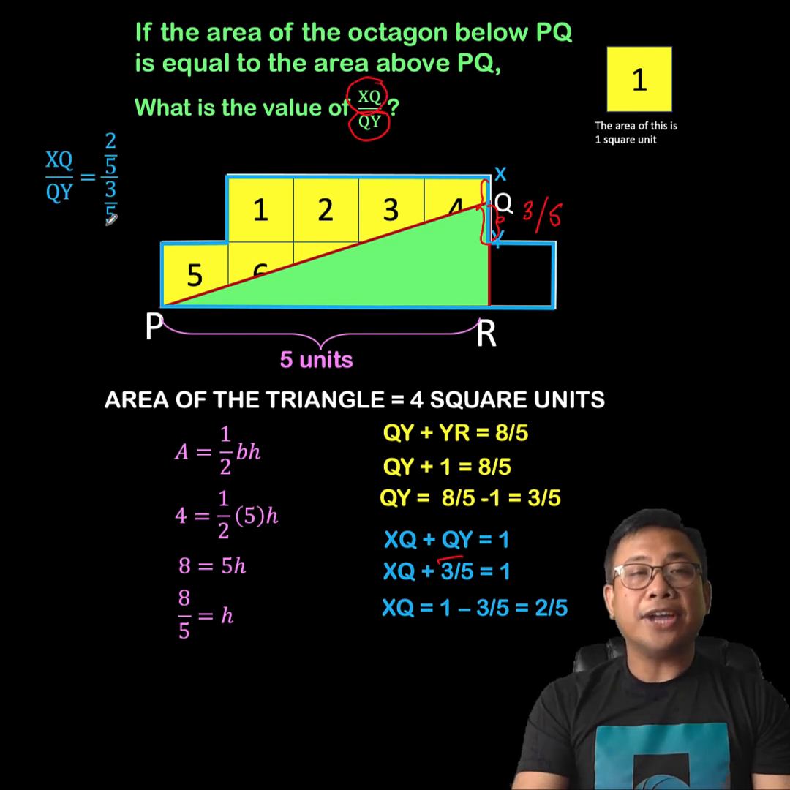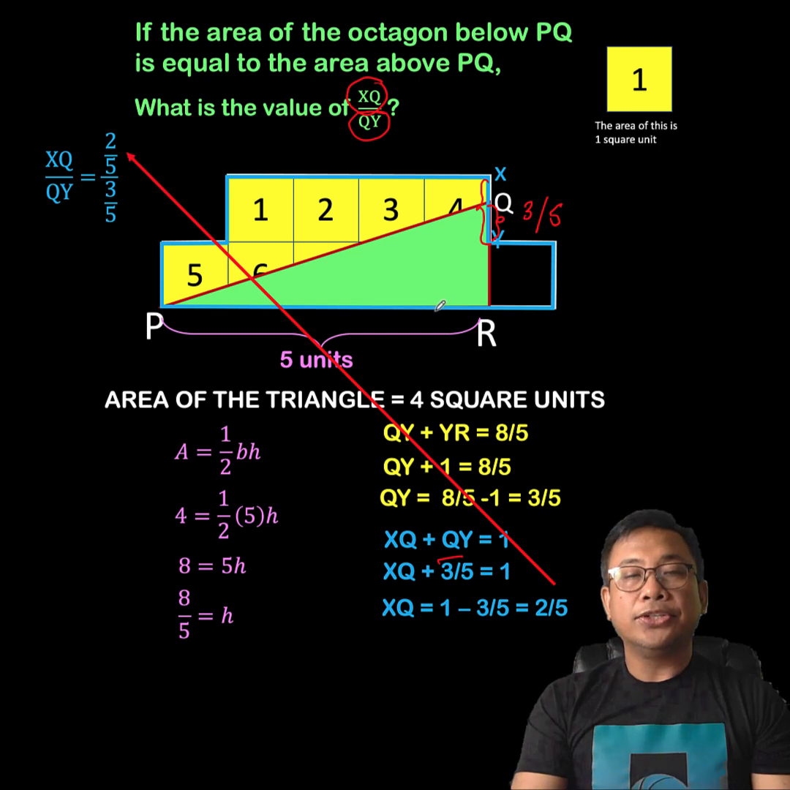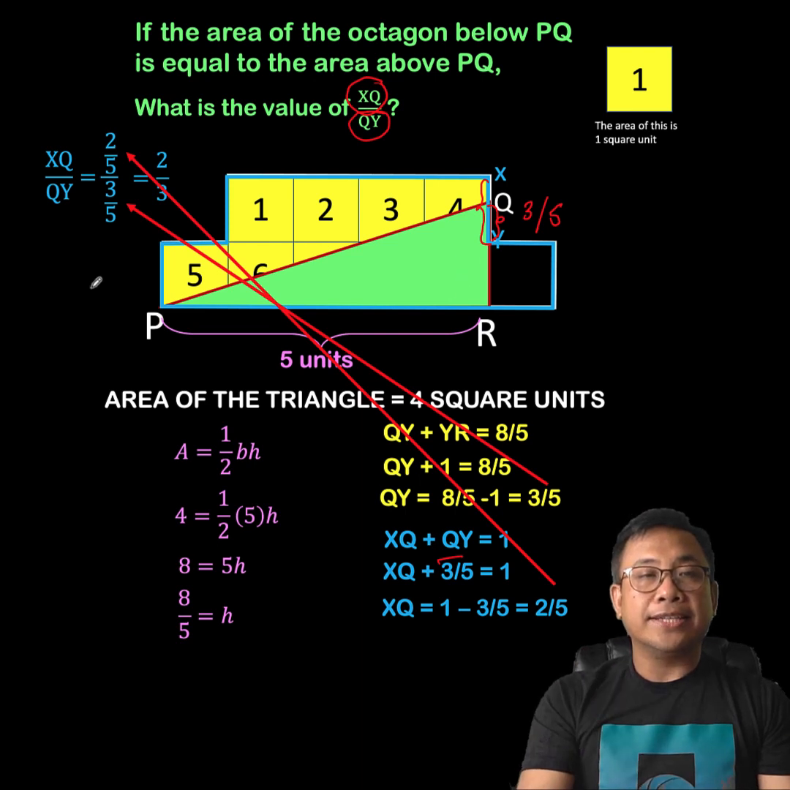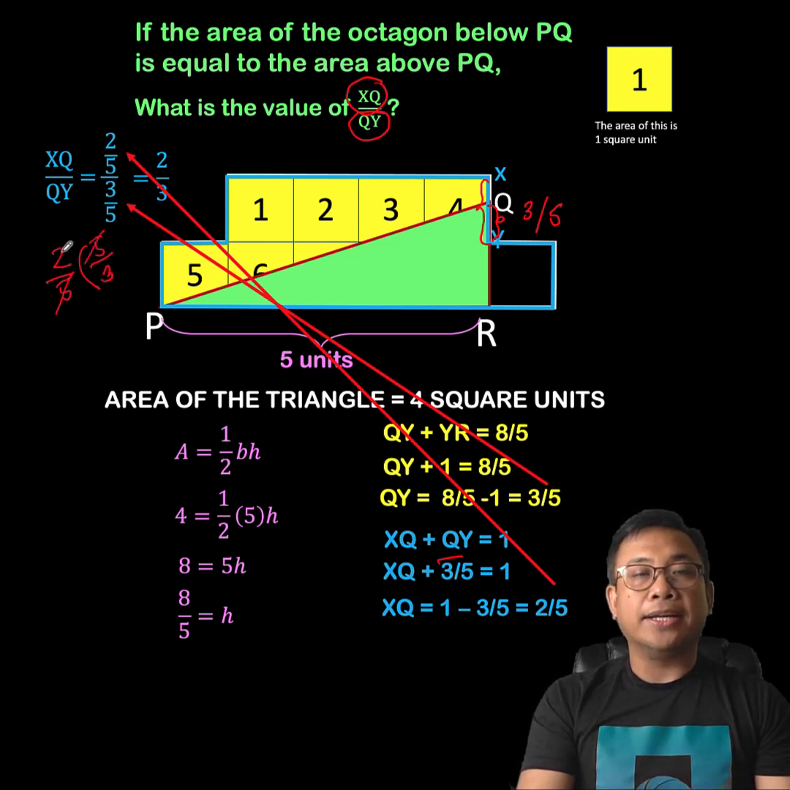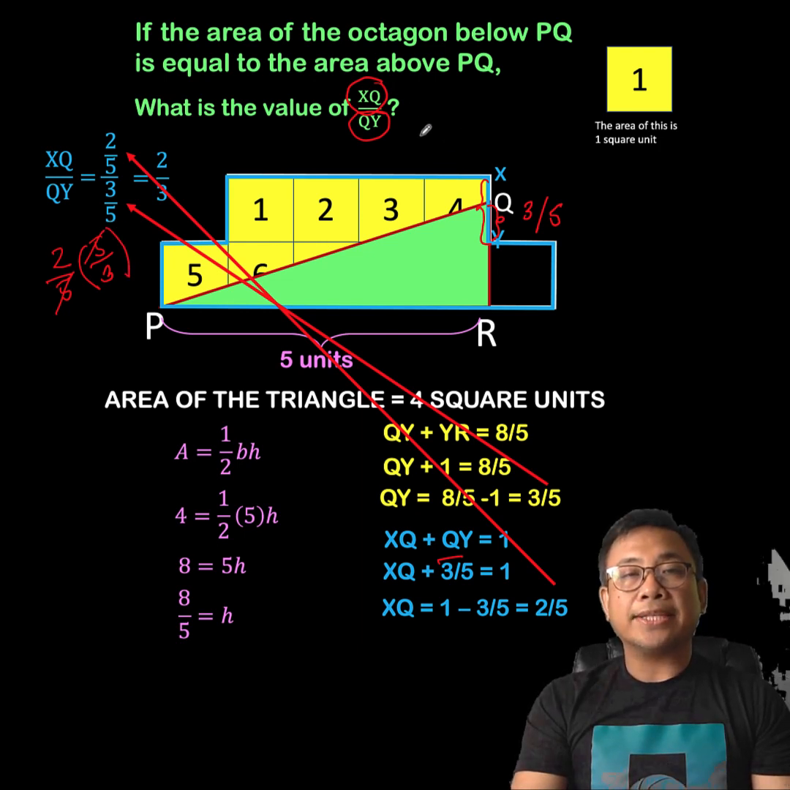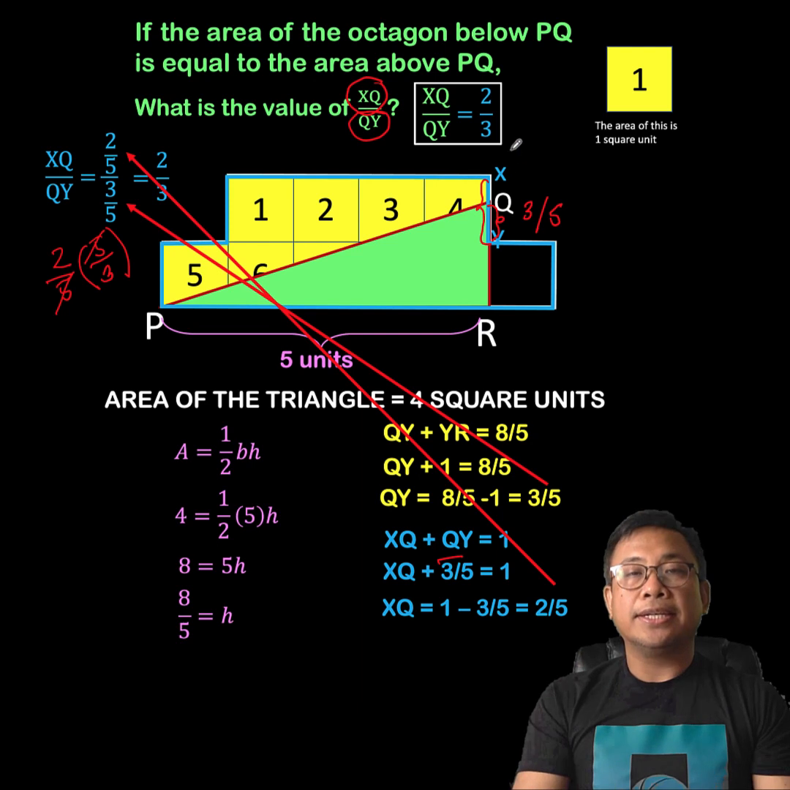So therefore the ratio now between XQ over QY is now equal to 2/5 over 3/5, and simplifying, that is equal to 2/3. You just have to simplify this complex fraction as 2/5 times the reciprocal of 3/5, which is 5/3, and 5 divided by 5 is 1. So the answer is 2/3. So the ratio now of XQ over QY is 2/3, and this is now our final answer.